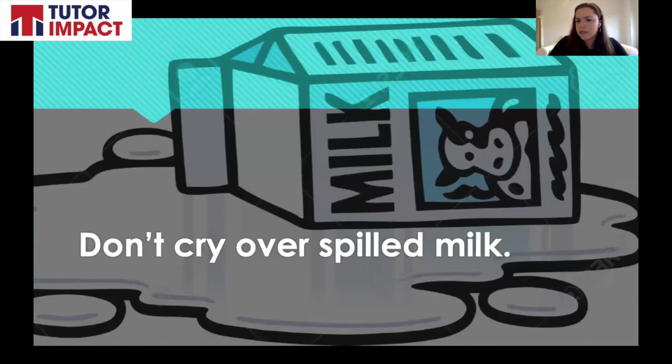Don't cry over spilled milk. This basically means, don't worry about things you can't change. It's not a big deal. You spilt some milk on the floor. It doesn't matter. We can wipe it up. Don't cry about it. It's saying things that have happened, things that are in the past that you can't change, but you can fix easily. Don't worry about it. There's no point crying over it.